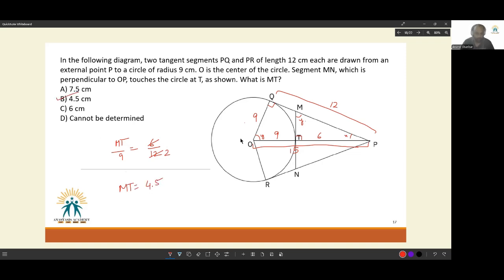Option B. It is but obvious that MTS and PQO are similar triangles just because of the angles that are given. So I did not state it explicitly, but I'm hoping everybody who is solving this will catch on to that.